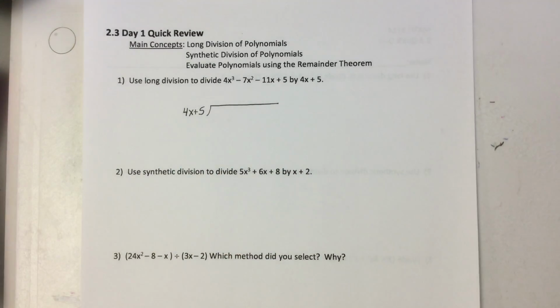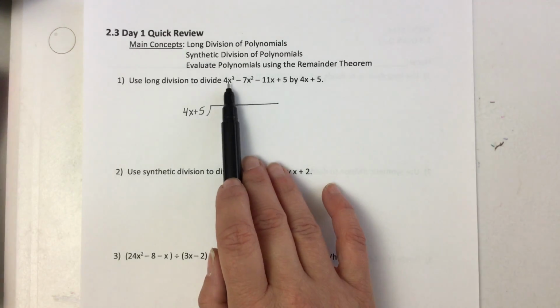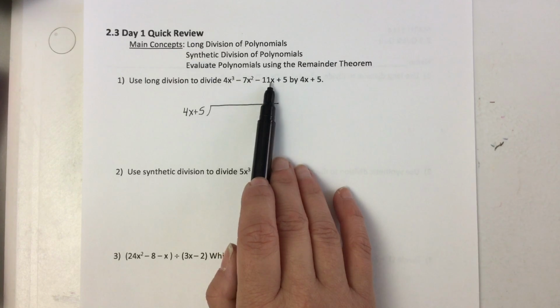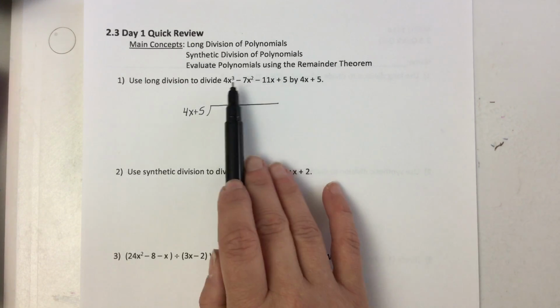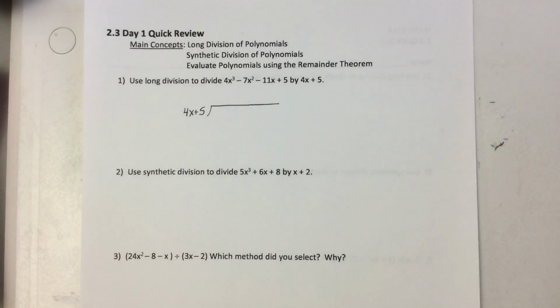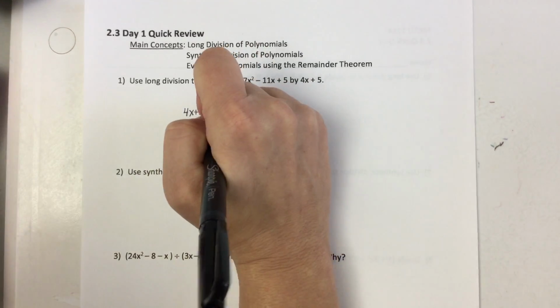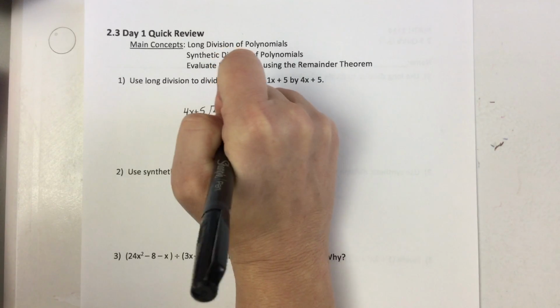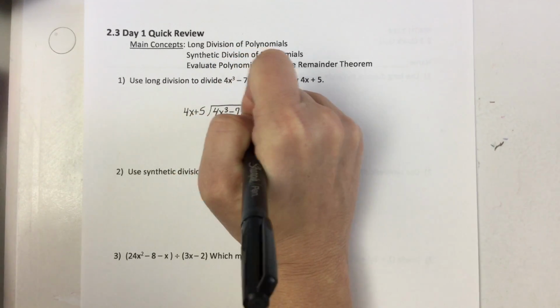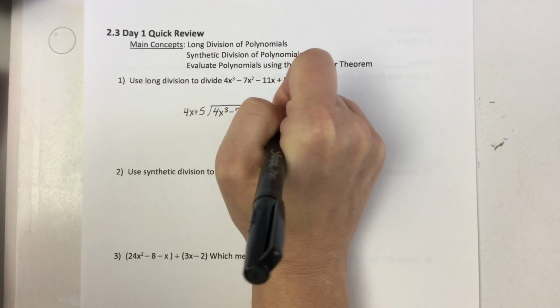Our first polynomial here, that's what's going to go underneath. But before I write it, you want to make sure of two things. Number one, make sure that it is in standard form. And number two, make sure that we did not skip any x values. So let's go ahead and look. I have 3 x's, 2 x's, 1 x, no x's. So it is in standard form. We did not skip any values for x. Let's go ahead and write that underneath. 4x cubed minus 7x squared minus 11x plus 5.